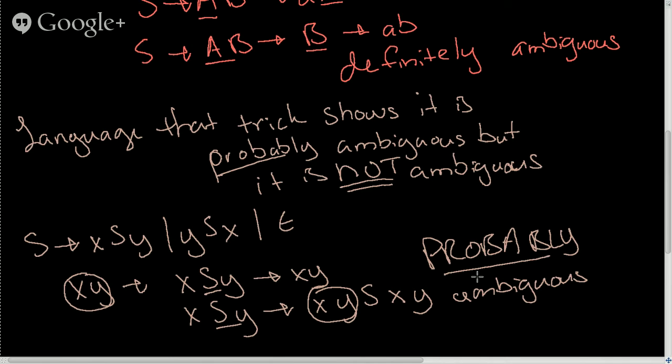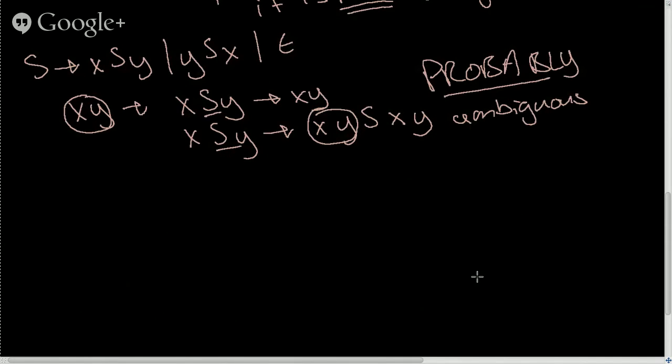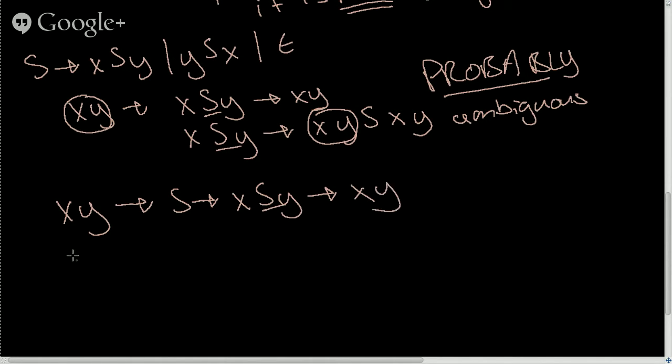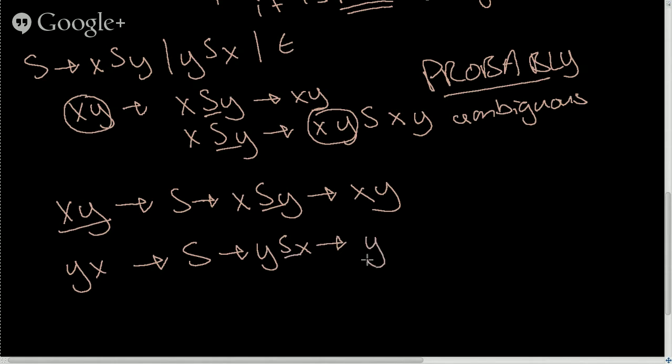There is no string that you can make in two different ways. So let's say you want to make the string XY. The only way you can do that is say S goes to XSY, and this S goes to epsilon. It's the only way you can make the actual string XY. If you want to make YX, the only thing you can do is say S goes to YSX, and this S goes to epsilon, and that'll give you YX.